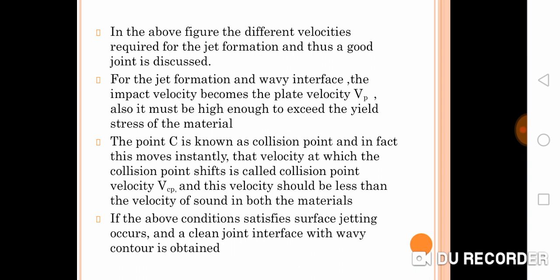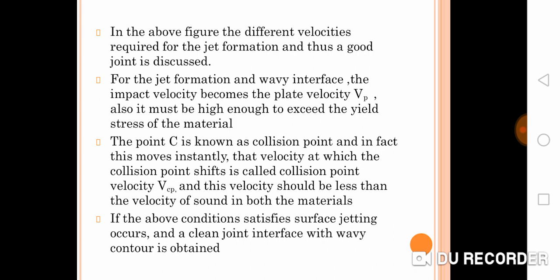The slide explains some conditions for the jet formation. It says the impact velocity becomes the plate velocity. That means when the impact occurs, that velocity should become the plate velocity. Also, that velocity should be high enough to exceed the yield stress of the material. Simply, whenever the flyer plate with a velocity Vp hits the target plate, the impact velocity and Vp should be the same. Also, it should deform the material. That is why it is said that it should be above the yield point. Then only the deformation of the material happens and the joint occurs.